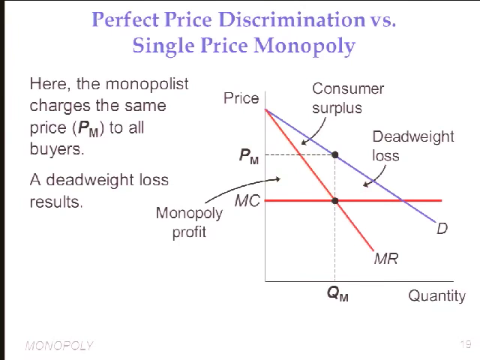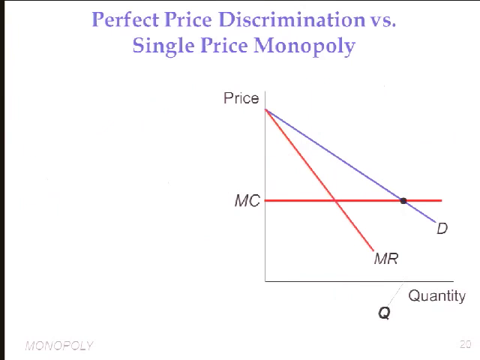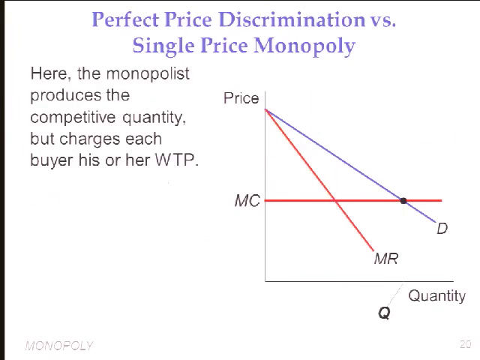But you're not going to like the equity outcome or the distributional outcome because all that surplus will be captured by the monopolist. Every last drop. Okay? Let's look at this. This is perfect price discrimination. And the monopolist, as I indicated, captures all of the consumer surplus as their profits. There is no consumer surplus that's left.